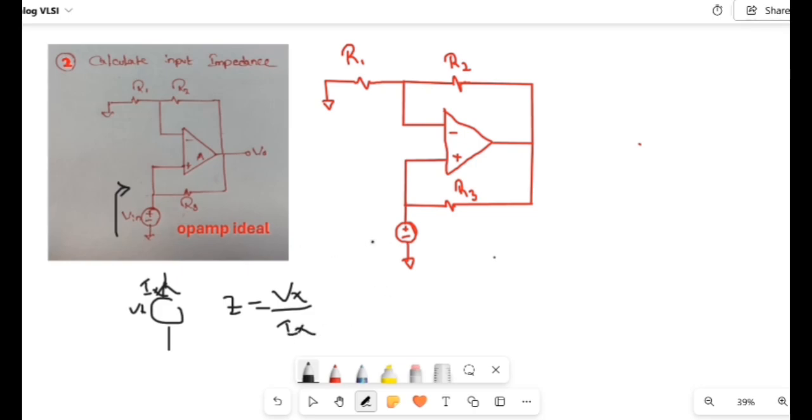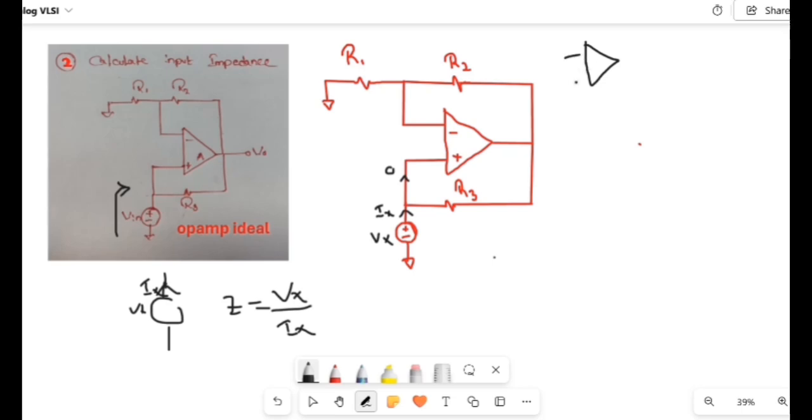So we'll give an input voltage and we'll try to find what is the current flowing through this. As the op amp is ideal, the current flowing through this node will be 0. Let's try to remember what the idealities of an op amp are.